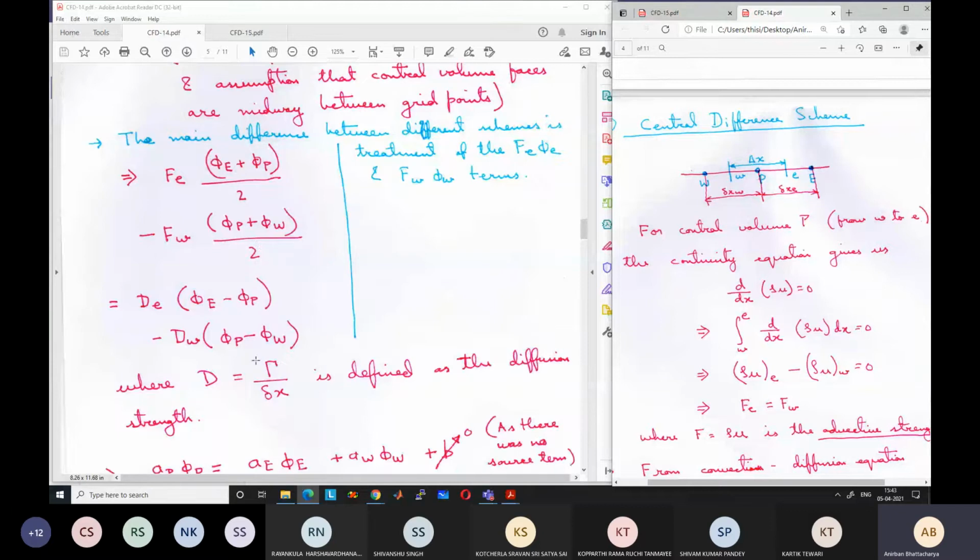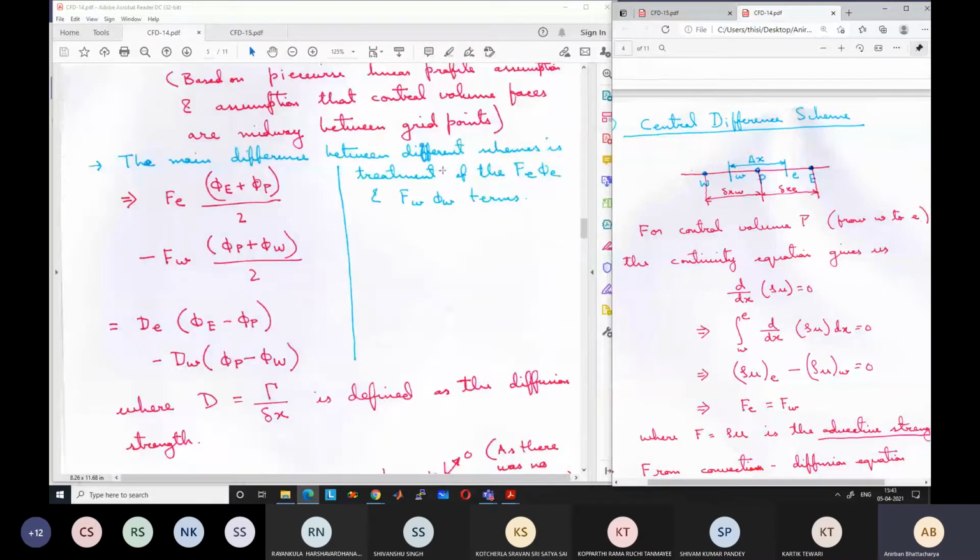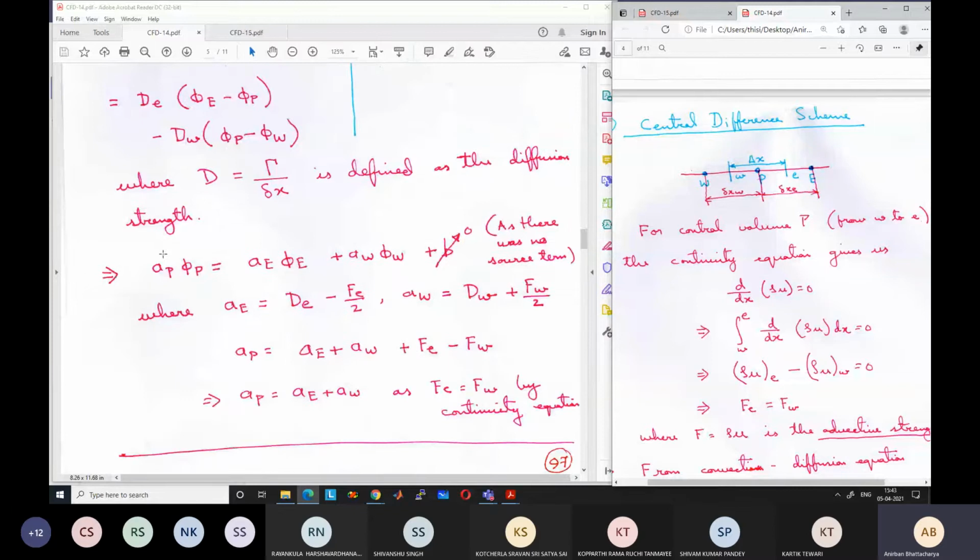Okay. And in this form, if you substitute in the equation, you will get the equation in terms of phi capital E, phi capital W and phi capital P. Okay. Then by rearranging the terms, we will have the same form of the equation: AP phi P is equal to AE phi E plus AW phi W, where AE is DE minus FE by 2. FE by 2 we already know. DE, what is D? D is known as diffusion strength, which is gamma by delta x.